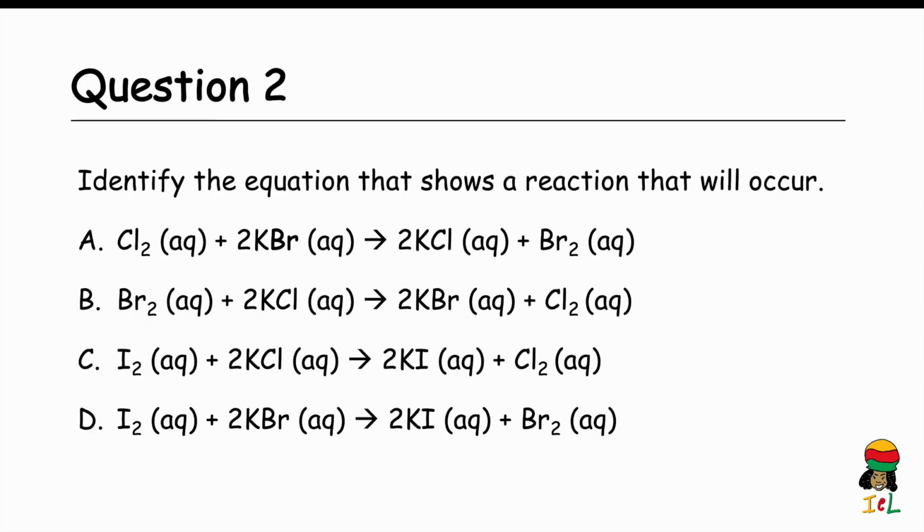Question 2. Identify the equation that shows a reaction that will occur. A. Chlorine reacts with potassium bromide to produce potassium chloride and bromine. B. Bromine reacts with potassium chloride to produce potassium bromide and chlorine. C. Iodine reacts with potassium chloride to produce potassium iodide and chlorine. D. Iodine reacts with potassium bromide to produce potassium iodide and bromine.